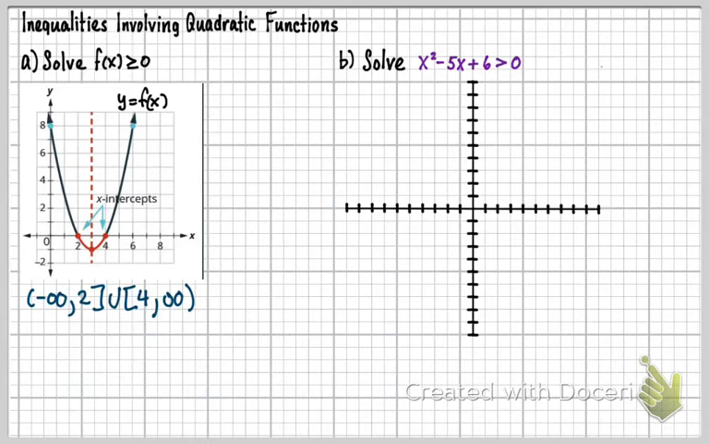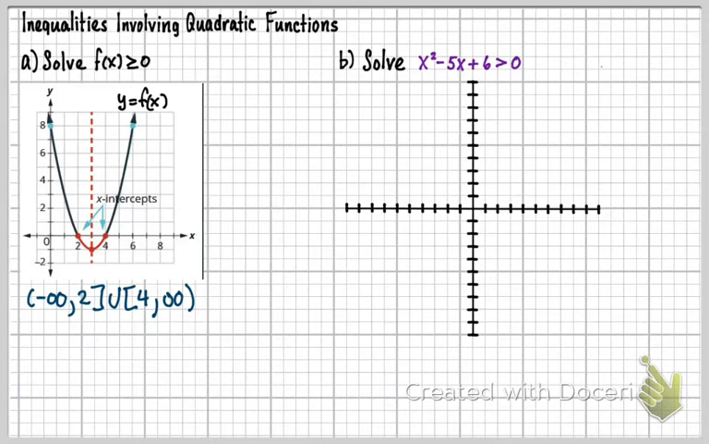Okay, let's take a look at number B now. Number B says x squared minus 5x plus 6 greater than 0. What I'm going to do first here is find out where the boundary is for this function and graph it, so I can do the same thing I did with A. I could easily see where I'm greater than 0, less than 0, or equal to 0 if need be. But this one says greater than 0. So that's what we're looking for here.